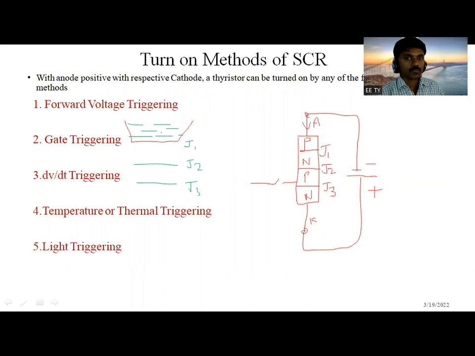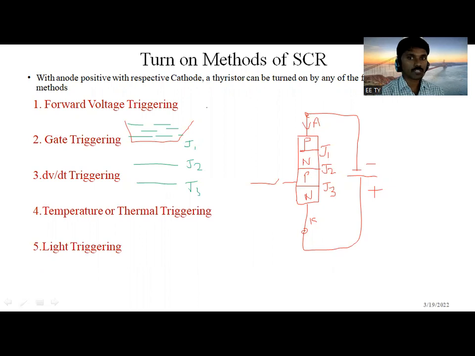ये water इधर flow होने के लिए क्या करना है? ये gate भी open होना चाहिए. This gate is also open, this gate is also open, na? Then only the water can come here. If the gate is closed, there is no chance for the water to flow. Okay. So to open this gate, there is one condition. The junction should be forward biased. If the junction is forward bias, then it will act as an open gate. Gate open होगा तो पानी flow होगा.